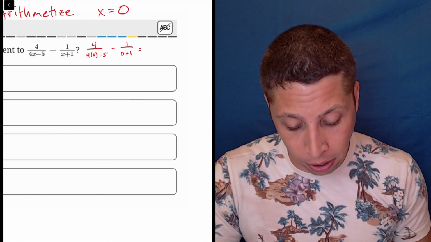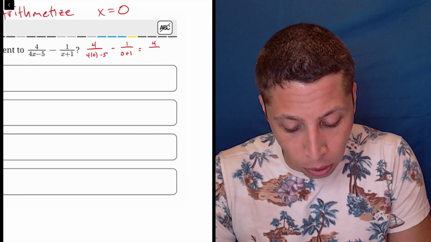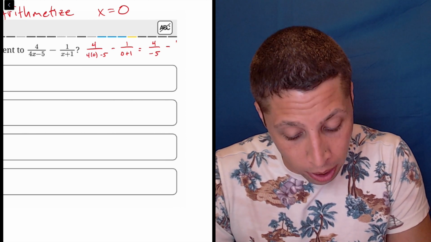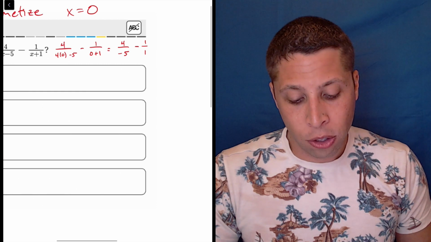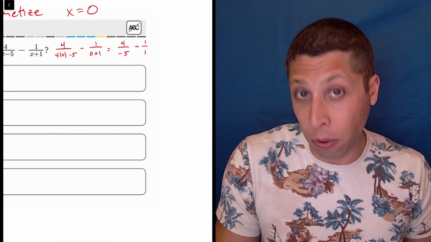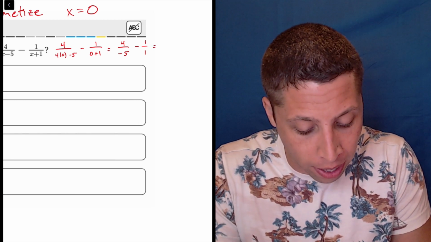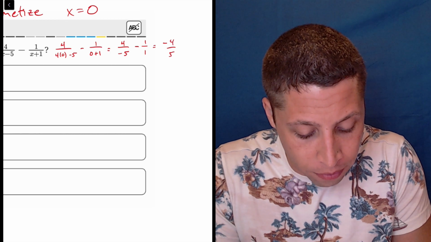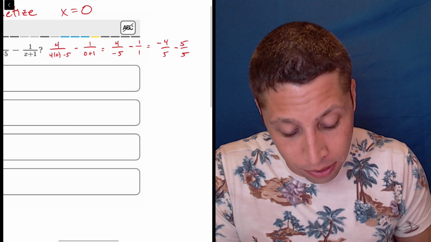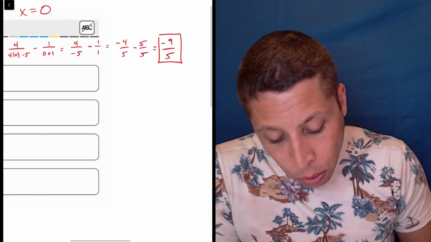It makes things disappear. So very quickly I would have seen that the first term is going to be 4 over negative 5, and then that's minus 1 over 1. So I still need to condense this. I do have the calculator, right? This is negative 4 fifths minus 1. You can use that. You can also hopefully remember that negative 4 fifths and minus 1 over 1, which is 5 fifths, would be negative 9 fifths. So that's my magic number.